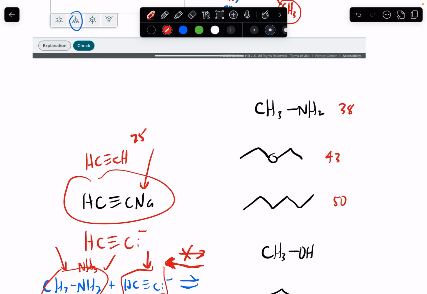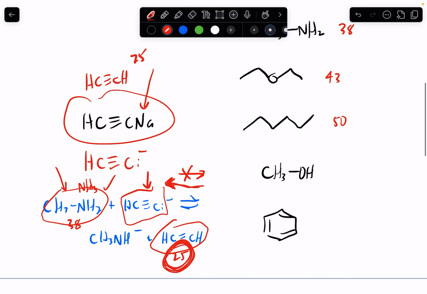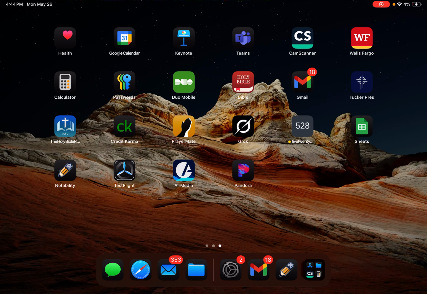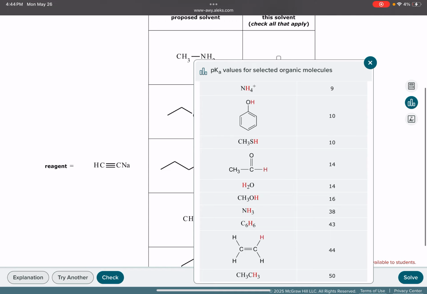So I said, oops, what's 43? No, that was benzene that was 43. Benzene's 43. Do we have anything on there that looks like an ether? We do have this. This was about 16, right? So you definitely can't do it with that because it's lower. That's going to act like an acid. And this diethyl ether, is that going to be in there? Let's go look. I don't see anything that looks like an ether.